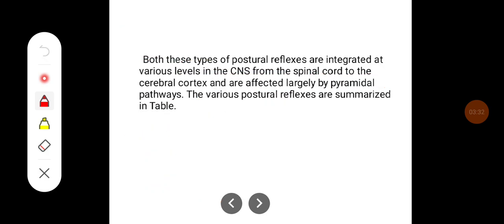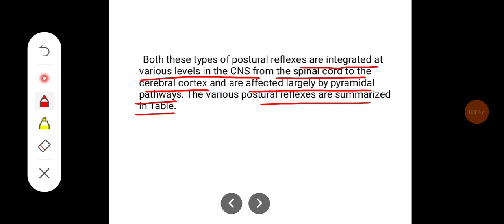Both these types of postural reflexes are integrated at various levels in the CNS, from the spinal cord to the cerebral cortex, and are affected largely by pyramidal pathways. The various postural reflexes will be discussed in the class.